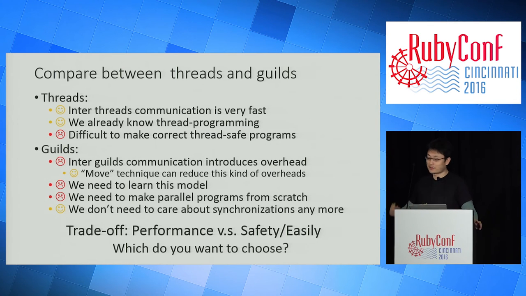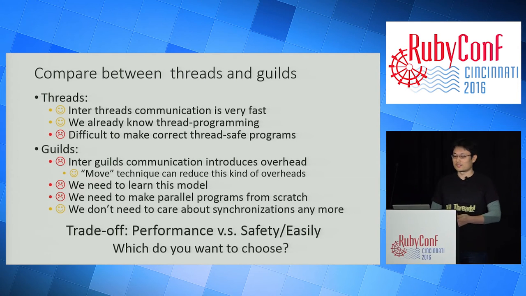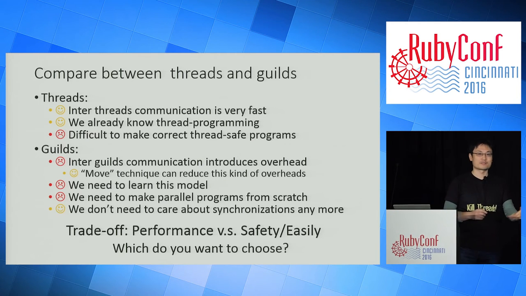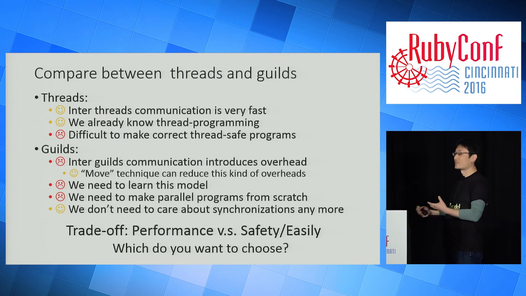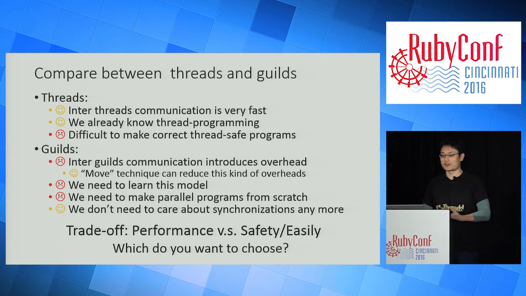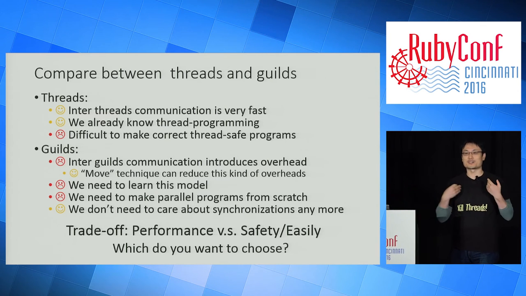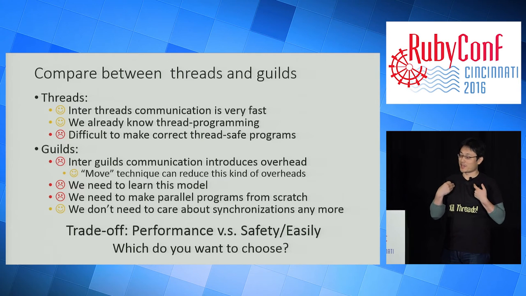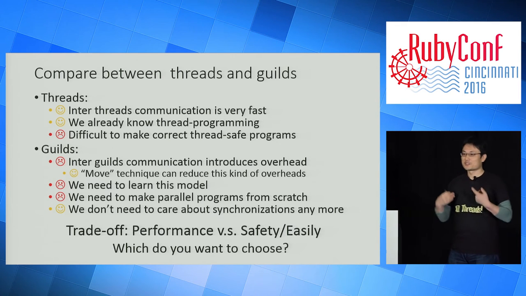So this is the comparison between threads and guilds. Threads have several advantages. Inter-thread communication is very fast, because we only need to pass the reference to the object, and we already know thread programming. There are many thread programming books, and we already know how to make a thread object and so on. But as I said, I think it is difficult to make correct thread-safe programs. I'm a C programmer, and I make thread programs in C, and I understand thread programming is very difficult.